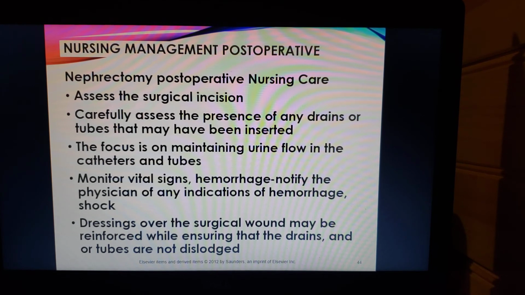And again, postoperatively, let's go over these. You're going to assess the surgical incision, and assess for any presence of drains or tubes that were inserted during the procedure. You want to focus on maintaining urine flow in the catheters and tubes, monitoring vital signs, and noting any signs and symptoms of hemorrhage. You want to notify the physician. And note that dressings over the surgical incision may be reinforced while ensuring that you don't dislodge any drains or tubes.